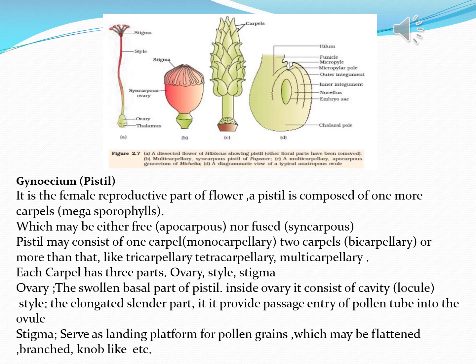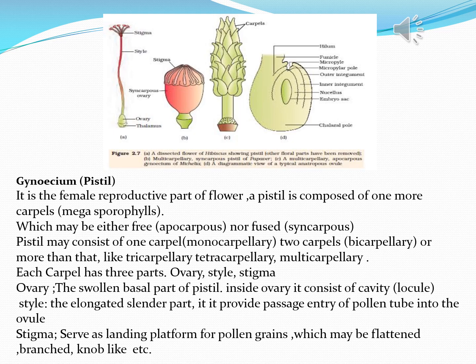Inside the ovary, there is a cavity, which we call the locule. The arrangement in the locule is called placentation, where we can find the attachment of the ovule. Next one is the style. It is an elongated slender part, which provides the passage for the pollen tube entry into the ovary and ovule.